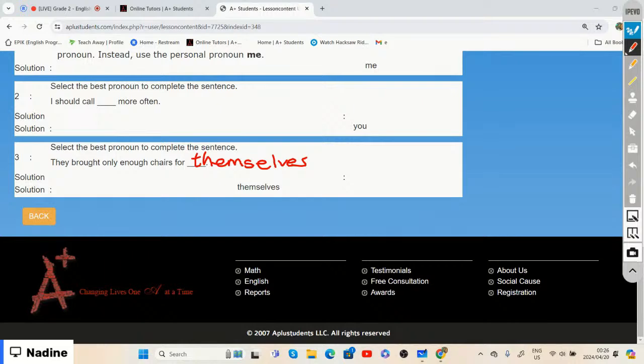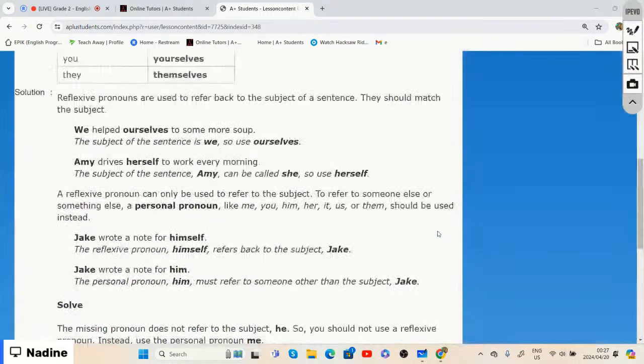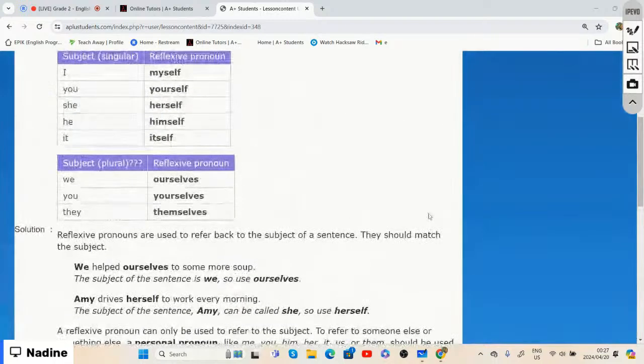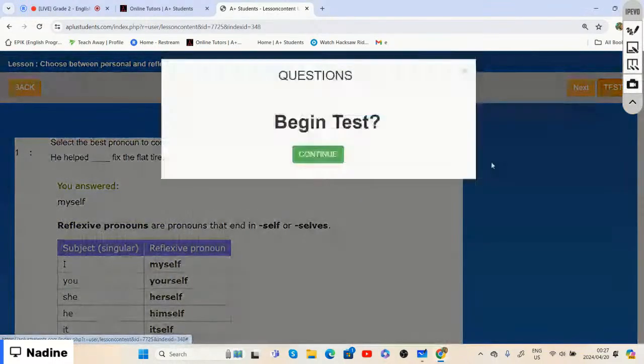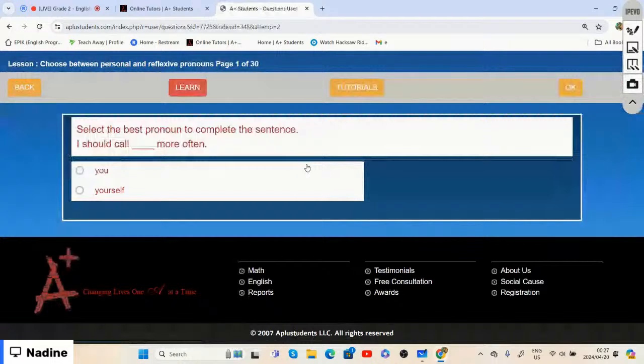All right, so let us go to our test. We're going to begin the test where we're going to choose whether it's a personal pronoun or a reflexive pronoun. Remember, a personal pronoun refers to someone else, but a reflexive pronoun refers back to yourself.